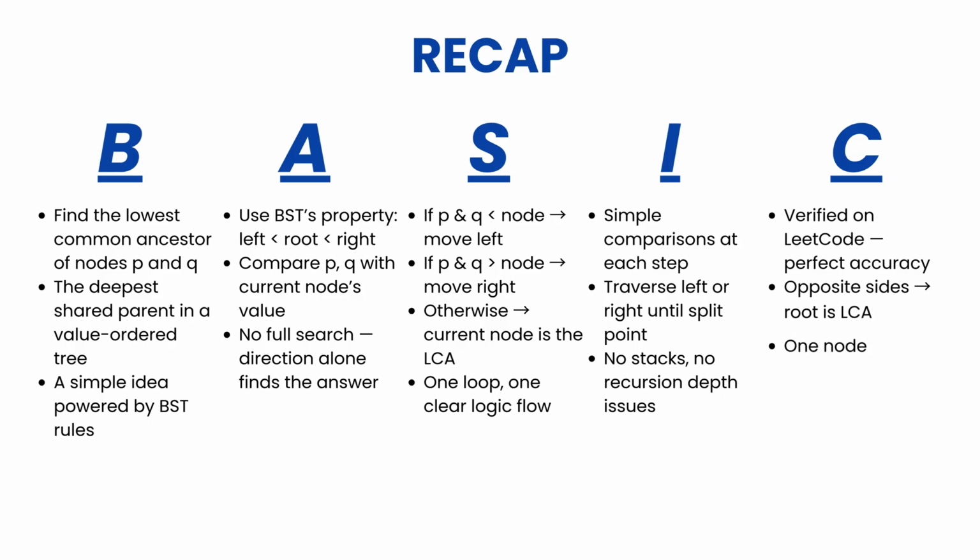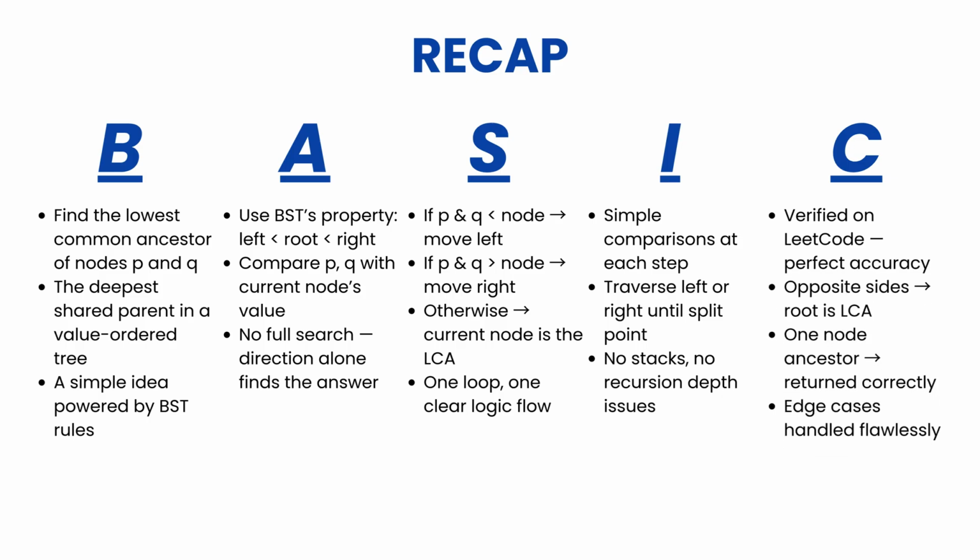We ran it on LeetCode and verified the logic. When P and Q sit on opposite sides, the root at the split is returned. When one is an ancestor of the other, that ancestor is the answer. Edge cases like the root being one of the targets and tiny trees behaved exactly as expected, and everything executed without errors.